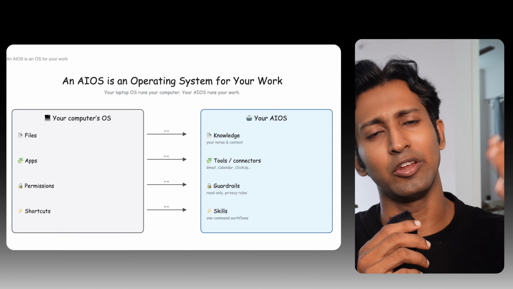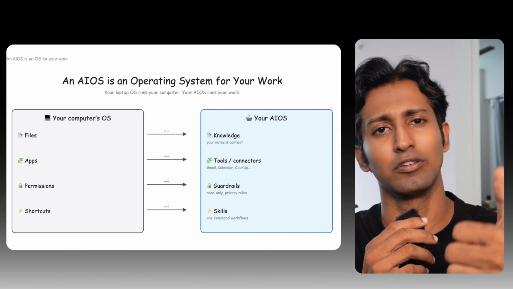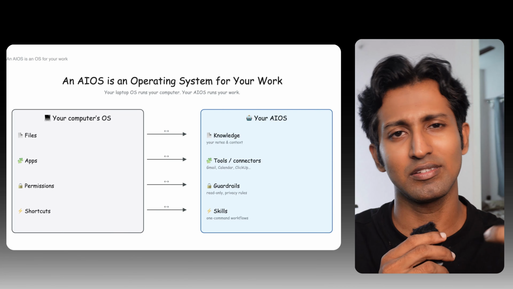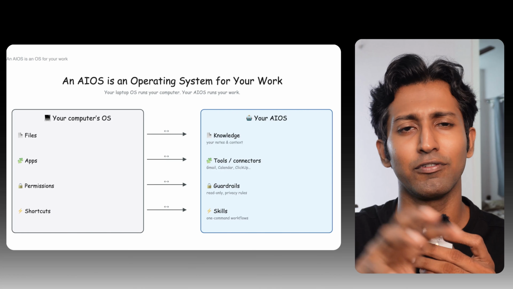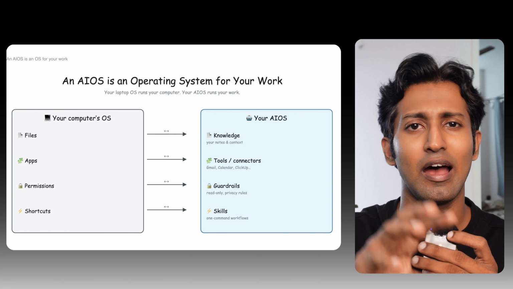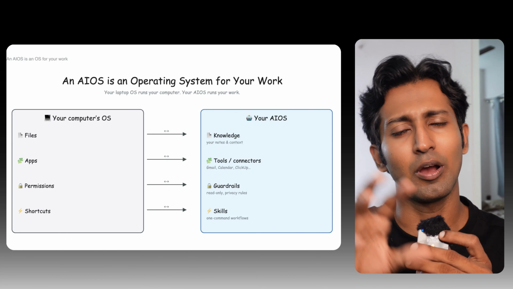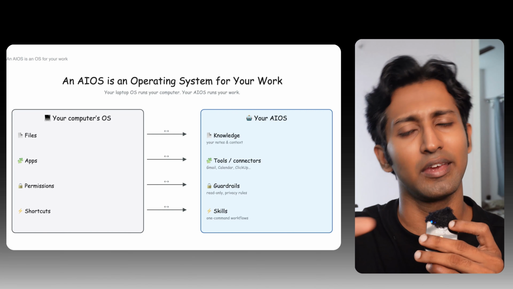Think about the operating system in your laptop. It has 4 things, right? The first one is files, apps, permissions, and shortcuts. Your AI operating system does the exact same thing, just for your AI. Your files are the knowledge, the apps are the connectors and tools, your permissions become its guardrails, and your shortcuts become its skills.